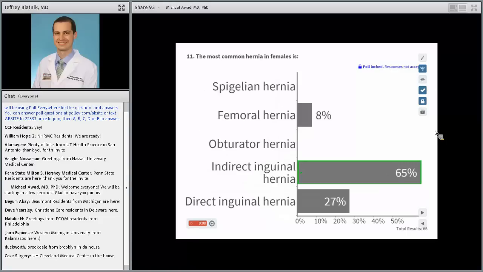So the correct answer is indirect inguinal hernia, the most common. Everybody talks about femoral hernias occurring in females. That is true. If I were to give you a patient with a femoral hernia, it would be more likely to be in elderly women, but that doesn't necessarily mean all elderly women are likely to have femoral hernia. So indirect inguinal hernia is the most common hernia in females as well as in males. It can be 54% of all inguinal hernias in men, and up to 50% of all inguinal hernias in females are indirect inguinal hernias.